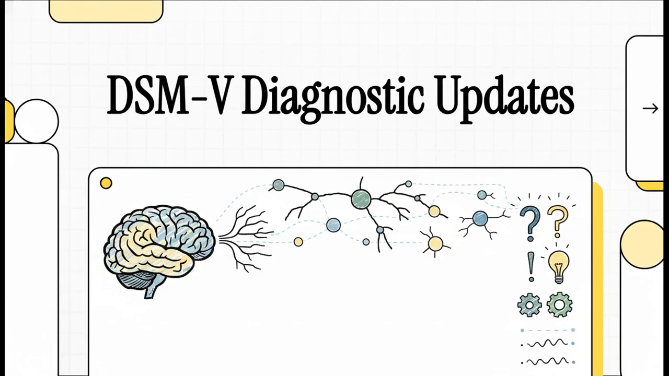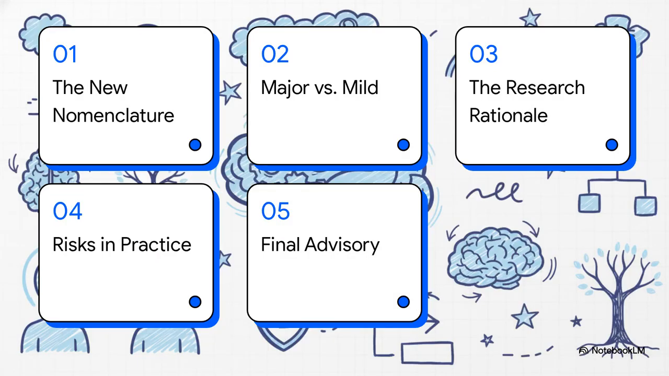This explainer is designed specifically for you. We're going to provide a streamlined, visually structured breakdown of the new standards directly from the source material to make sure you're fully prepared to integrate these updates into your daily clinical reality. All right, let's just quickly look at today's agenda. We're going to cover the new nomenclature, the difference between major and mild classifications, the research rationale behind all this, the real-world risks in general practice, and finally, a practical advisory for your day-to-day.